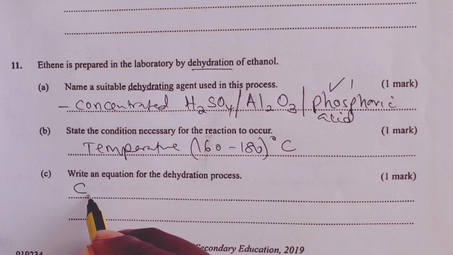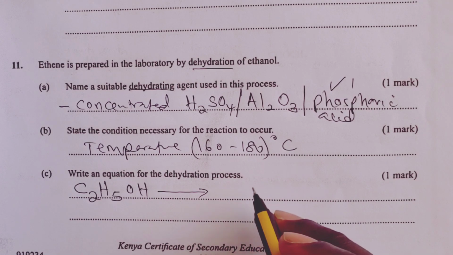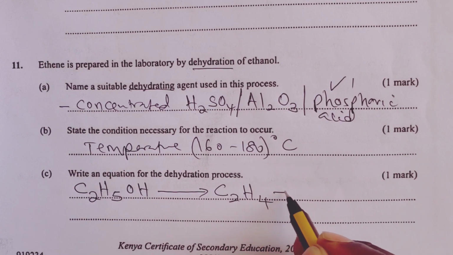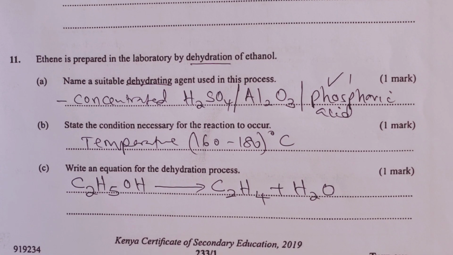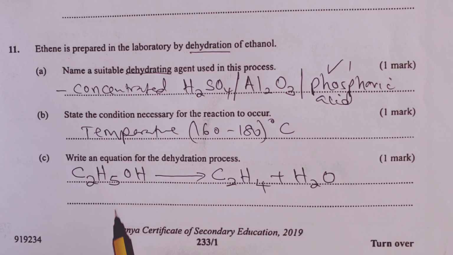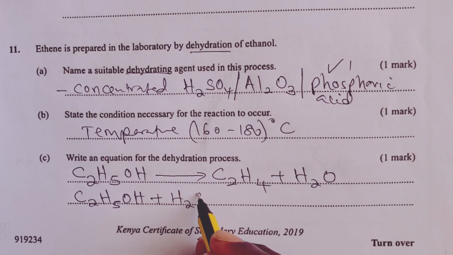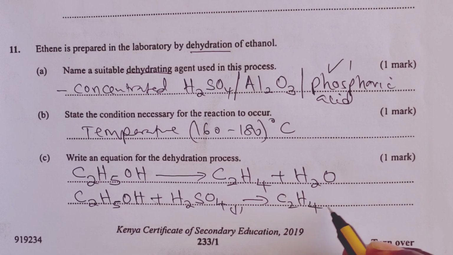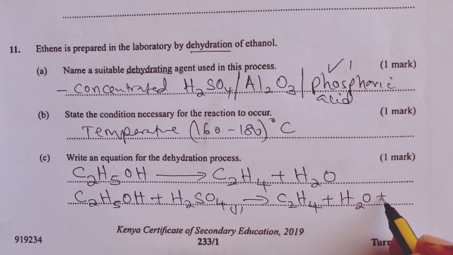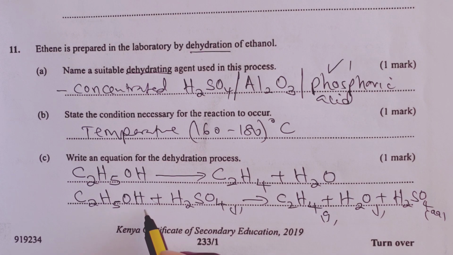So here, we have two options. Ethanol has the formula C2H5OH. When it gets dehydrated, we get ethene, which is C2H4, and water. In this first equation, we assume the concentrated sulfuric acid did not take part in the reaction. But we can also include concentrated sulfuric acid as part of the reactants. We have to show the state here as being liquid to mean concentrated. Then we end up forming our ethene, C2H4, and water. And then our concentrated sulfuric acid now comes out as aqueous. This is also allowed. So any of those two equations, 1 mark.